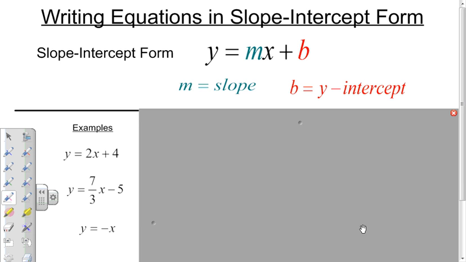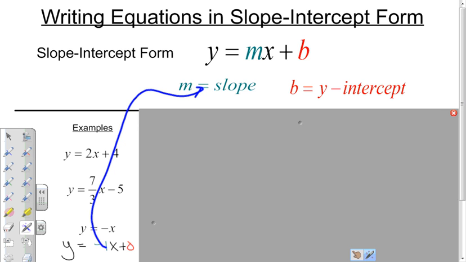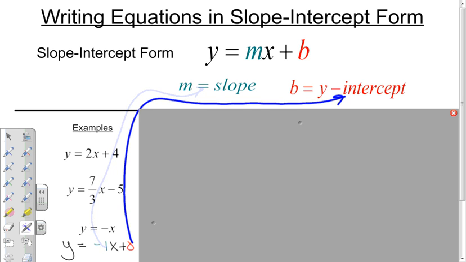Okay? And then in this last example, we have y equals negative x, which is also in slope-intercept form. And we could see that it could be rewritten as y equals negative 1 times x plus 0, which is an equivalent equation to the one that's given. And then we can see that negative 1 is the slope and 0 is the y-intercept.